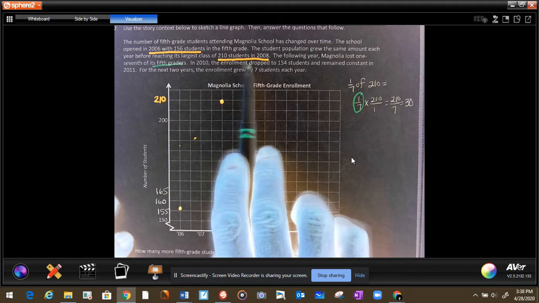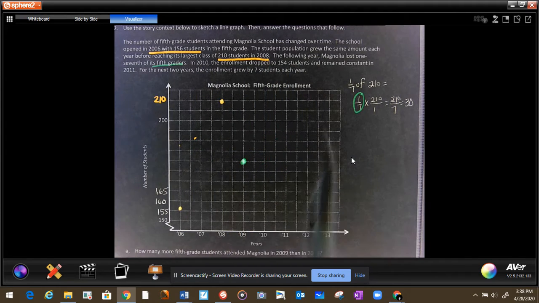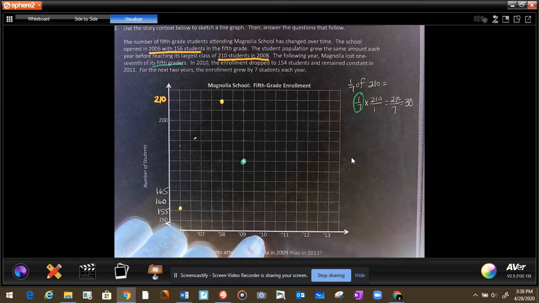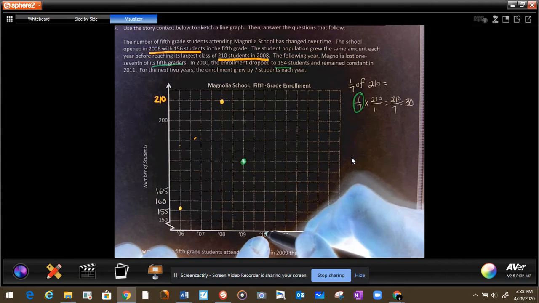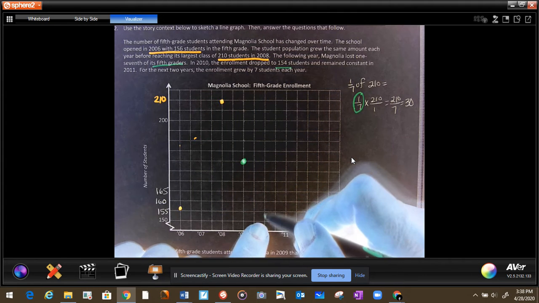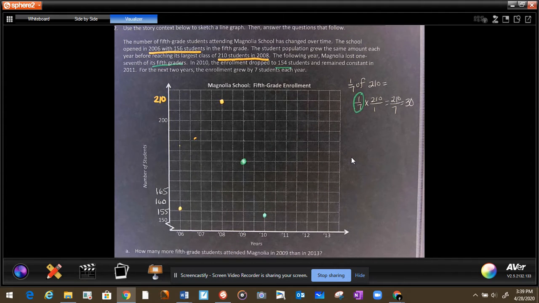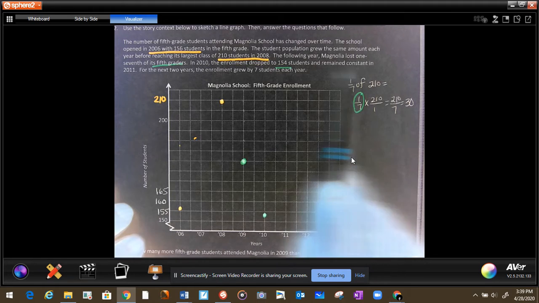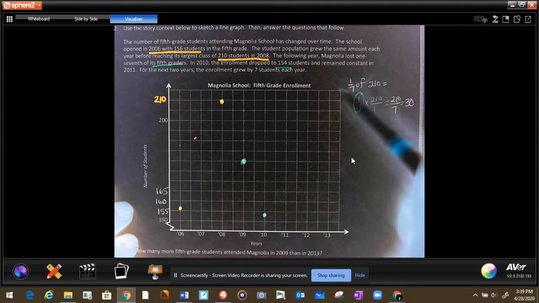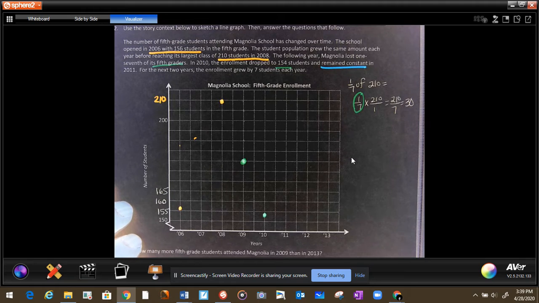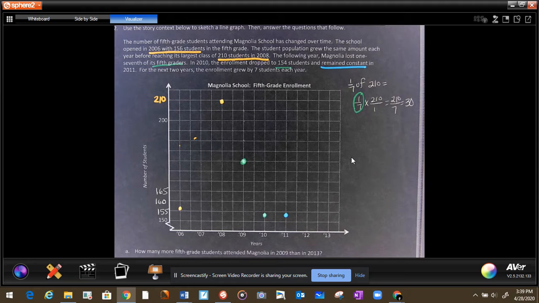In 2010, the enrollment dropped to 154. So that's going to be 150, 155. So 154 should be just before that point. Now we're finished with that year, 2010, and the enrollment remained constant in 2011. If it remained constant, that means it didn't change. So in 2011, the number of students stayed the same.